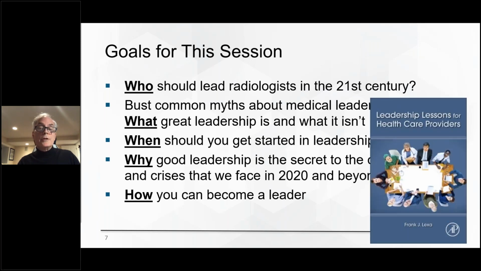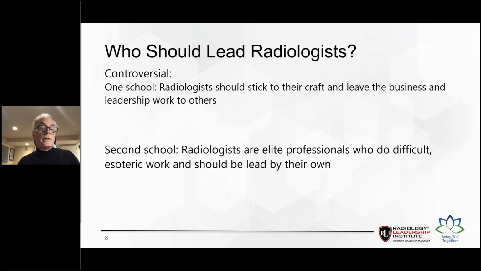And it's just one approach to doing this, and this is one way we've tried to organize the material. Now, who should lead radiologists? This is the first question, and unfortunately, it's controversial. I've had some arguments, or at least spirited discussions, about who should lead radiologists. And there is a school, and it's not unique to the United States.